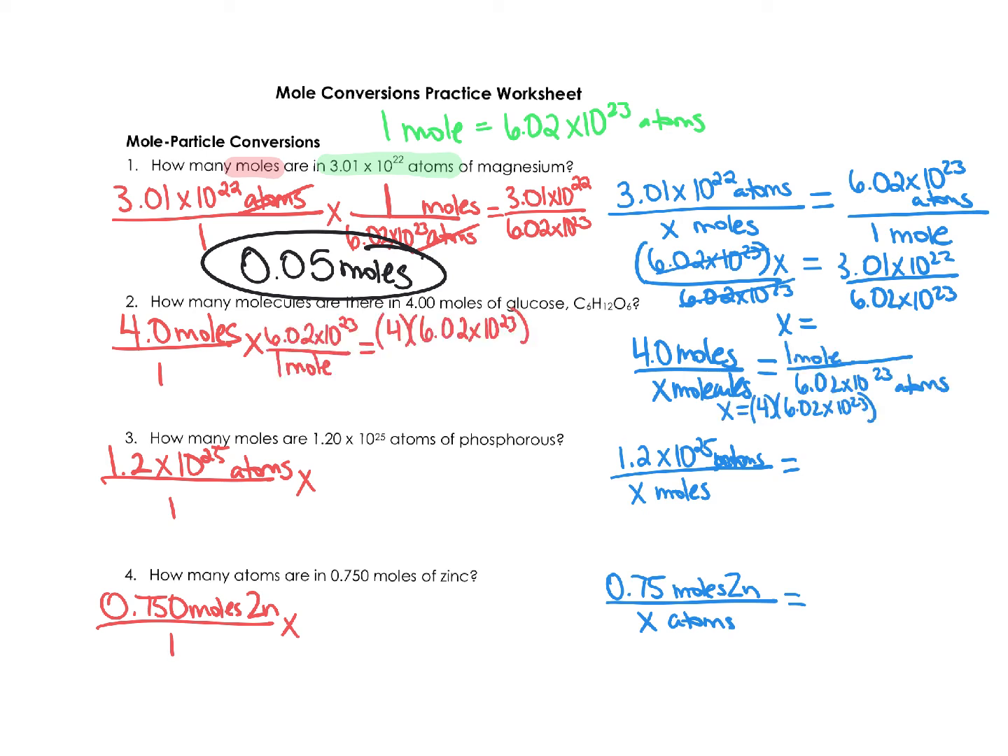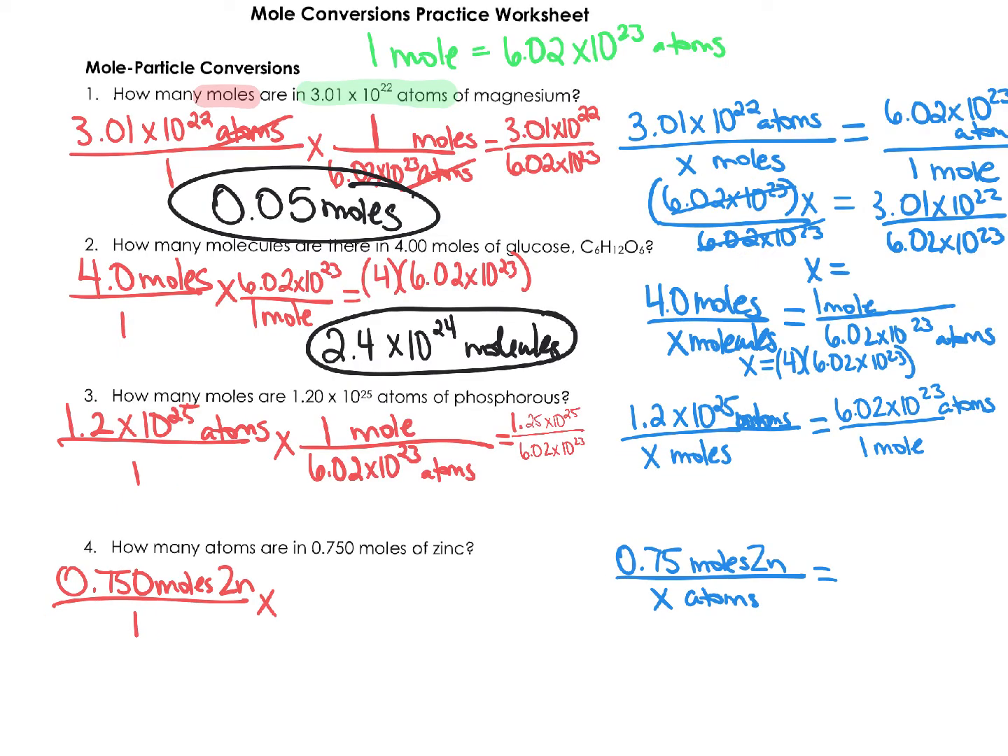So on the first one, you can see that either method, mathematically, you end up with taking 4 times 6.02 times 10 to the 23rd molecules. And that is going to get you 2.4 times 10 to the 24th molecules of glucose.